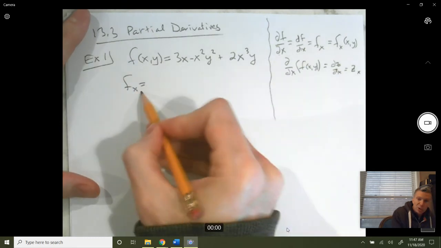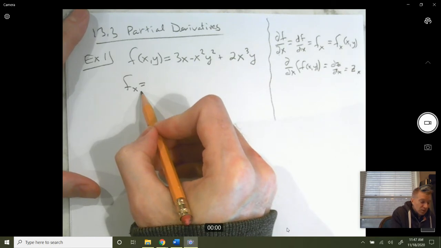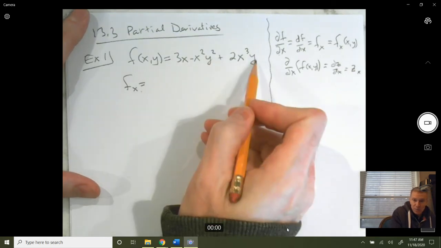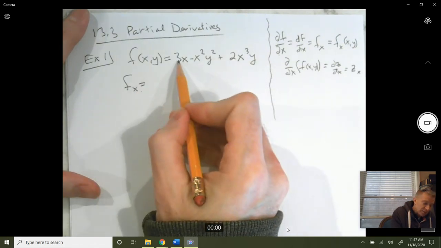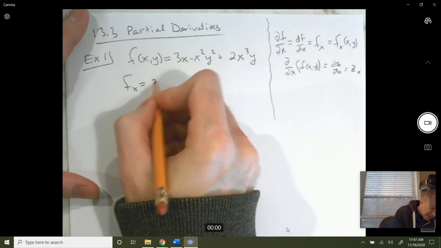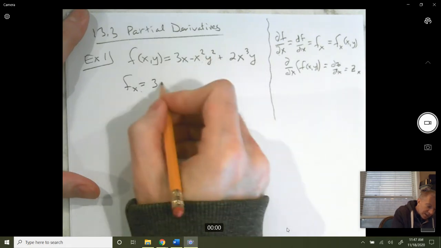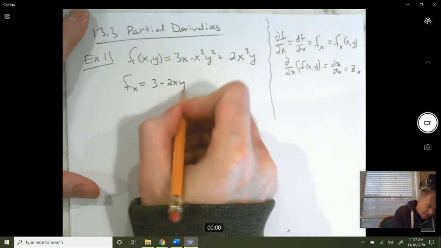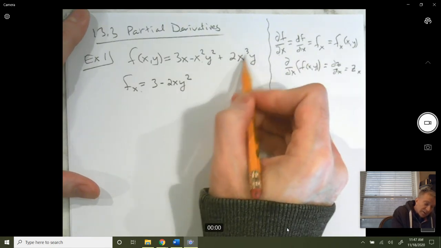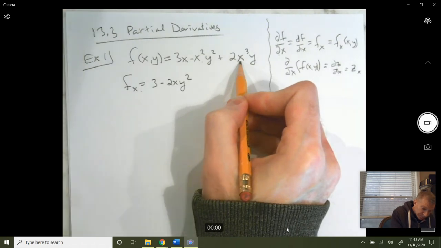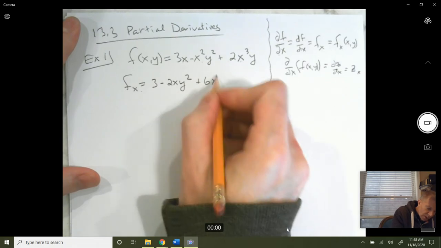Now, when we take an x partial derivative, it means we're holding every other variable constant. So we're treating y as a constant when we take this derivative. We're taking the derivative only with respect to x. Okay, so the derivative with respect to x of this thing is 3. The derivative with respect to x of this thing, we're treating y squared as a constant, so we get minus 2xy squared. Here we're treating y as a constant, so we get the derivative of the x cubed is 3x squared. The 2y is a constant, so we get plus 6x squared y.